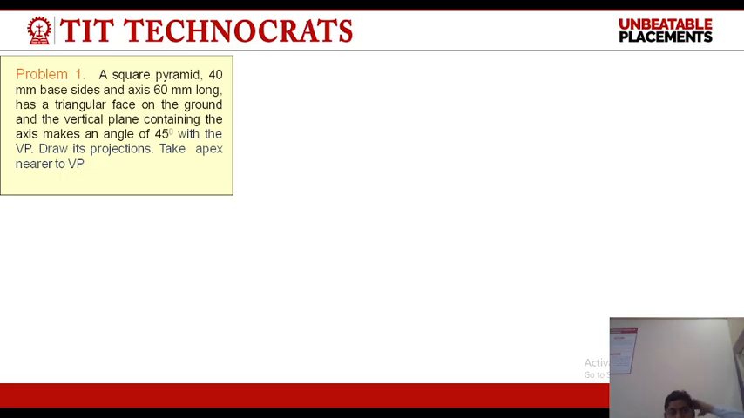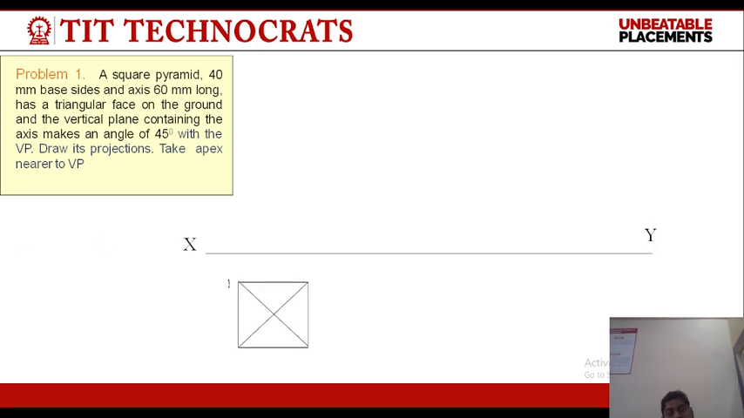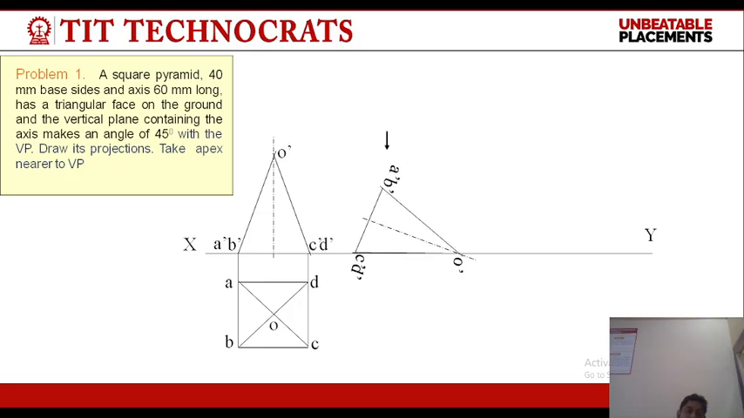Problem 1. A square pyramid of 40 mm base sides and axis 60 mm long has a triangular face on the ground, and the vertical plane containing the axis makes an angle of 45 degrees with the VP. Draw its projection, taking the apex nearer to the VP. This is the XY reference line, ABCD, and the length of this axis is 60 mm. Now it is a triangular face on the ground at an angle.